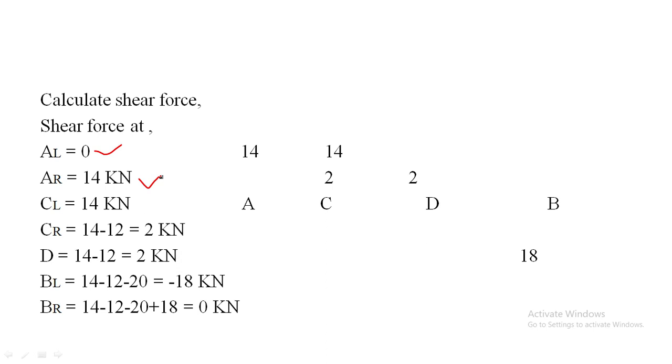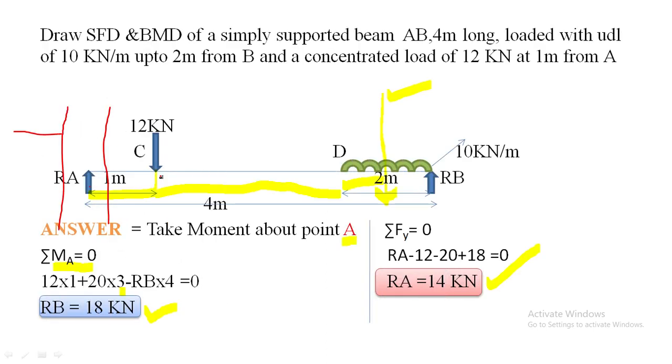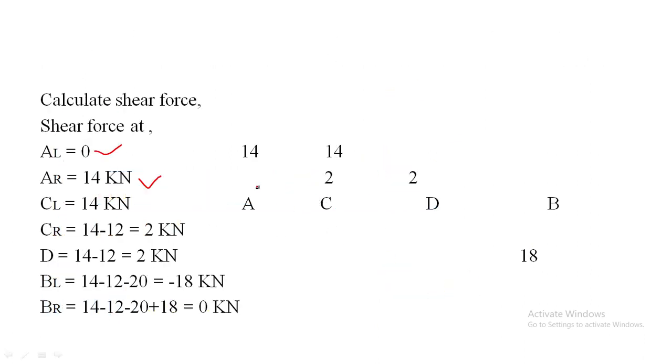Next, C of left is equal to 14 kilonewton. This means the section line is drawn to the left of C. Suppose C point is here, so draw the line left of C, in between these two points. Now you will see, left of that section line there is only one force RA going in the upward direction, so consider plus. So plus 14, the answer comes again.